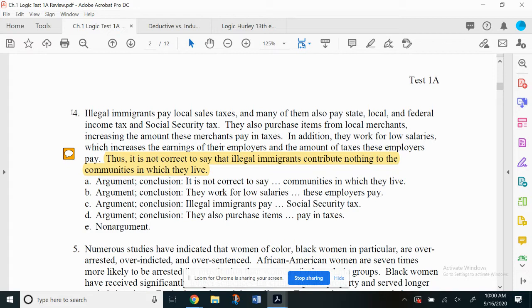It was kind of easy. It gave you a conclusion indicating word. So you had to find out, is it a conclusion? Or sorry, it is a conclusion, but is it an argument? Do all these statements support this? Let's go to five.